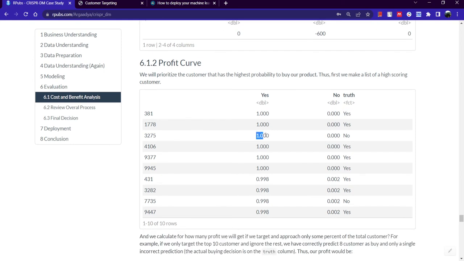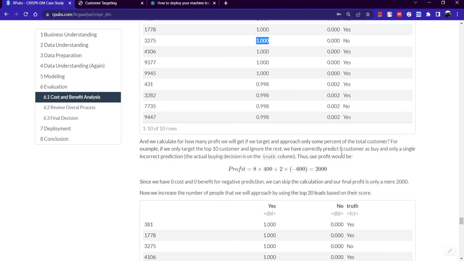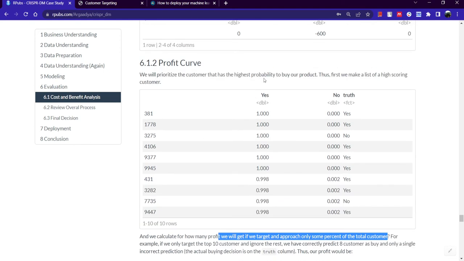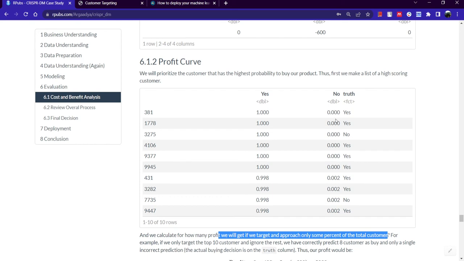While the third case, the model has predicted that this customer is potential, but actually yielded no, right? So here there is false positive, and so on and so forth. Then we calculate how much profit we will get if we target and approach only some percent of the total customers. In other words, we need to see how much profit we're going to make if we approach, for example, 10% based on the list, based on the probability. So if we pick the top 10% customers, then how much profit we're going to make in light of what we have defined for true positive, true negative, and so on.